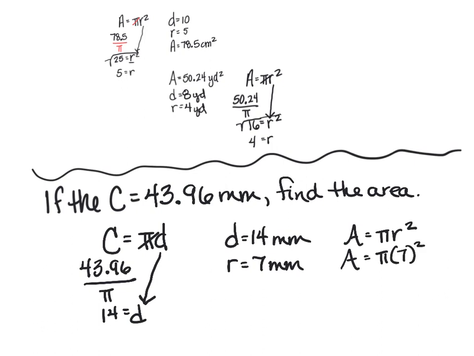How do you put it in your calculator? 7 times 7 times 3.14. And 7 times 7 times pi is 153.86 millimeters or square millimeters? Square millimeters. Why squares? Because it's area. Area is always in squares. Good.